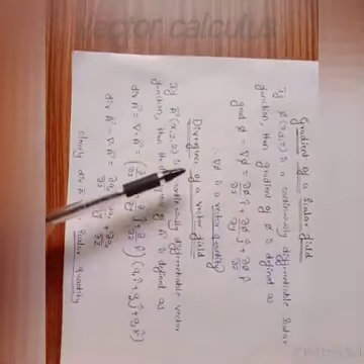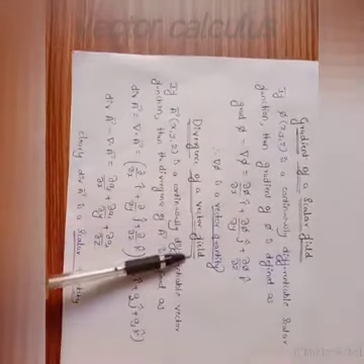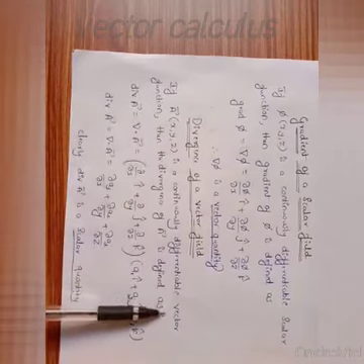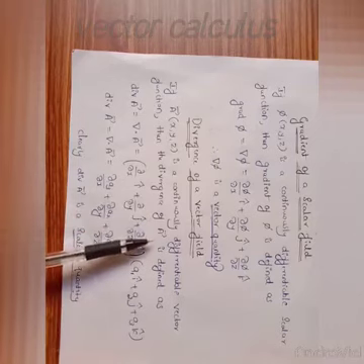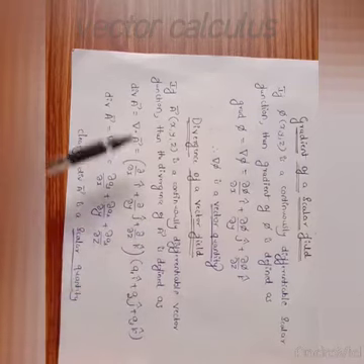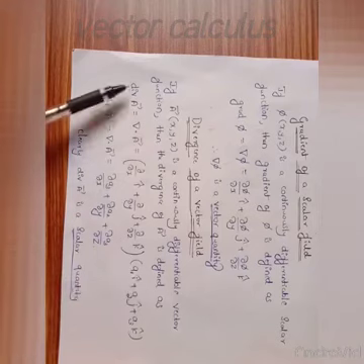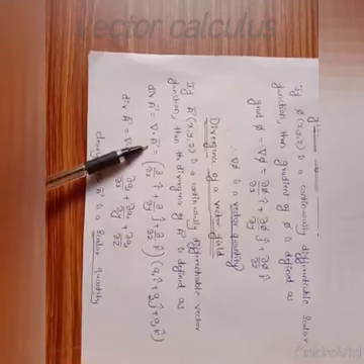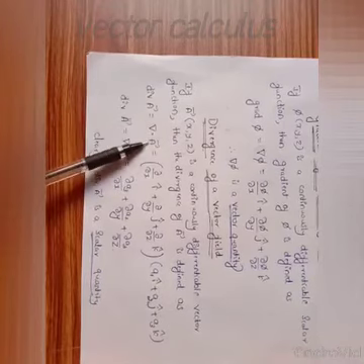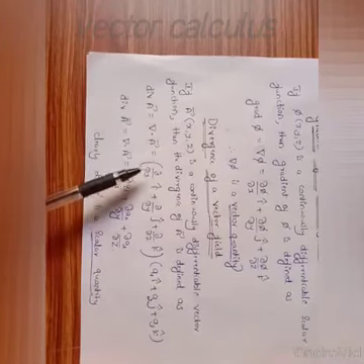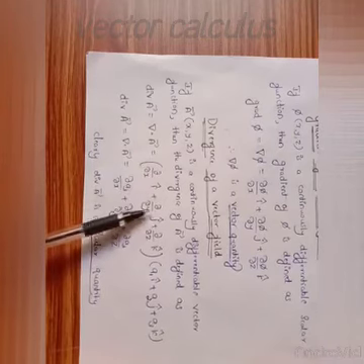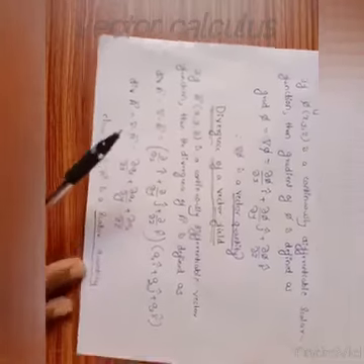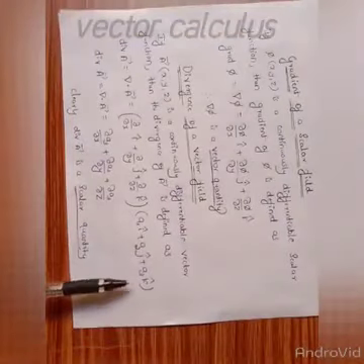Similarly, next we have another definition, divergence of a vector field. Observe here, if vector A of xyz is a continuously differentiable vector function, then the divergence of vector A is defined as del dot A, del dot vector A. Divergence means del dot vector A. We know the del operator is dou by dou x into i plus dou by dou y into j plus dou by dou z into k, dot product with vector A. Consider vector A generally as a1 i plus a2 j plus a3 k.